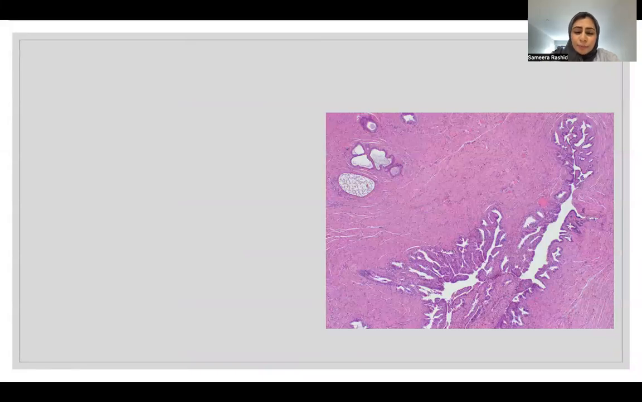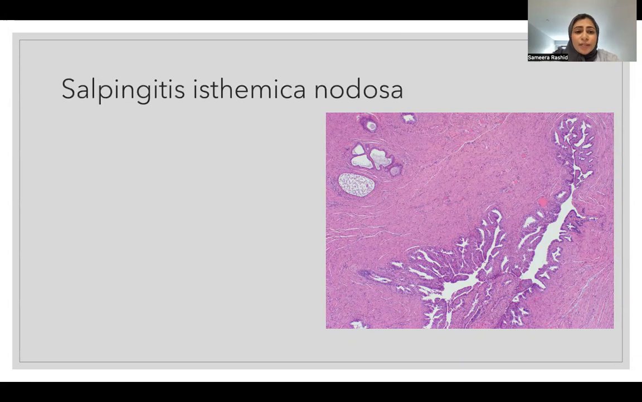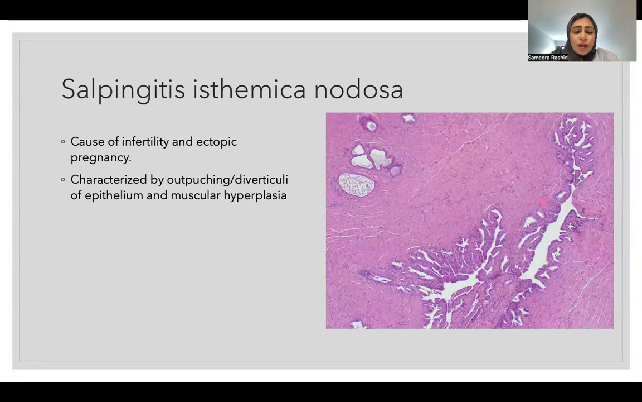Another chronic inflammatory disease of the fallopian tube is salpingitis isthmica nodosa. Basically, this is just outpouching and diverticuli of epithelium and muscular hyperplasia. This is a cause of infertility and increases the risk of ectopic pregnancy, but a completely benign lesion.